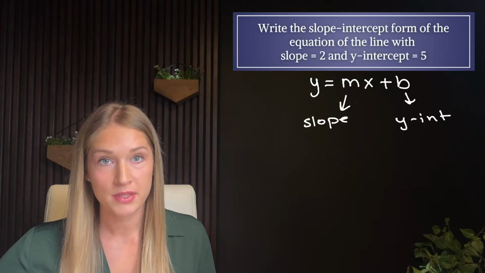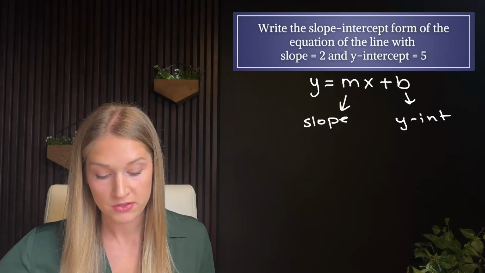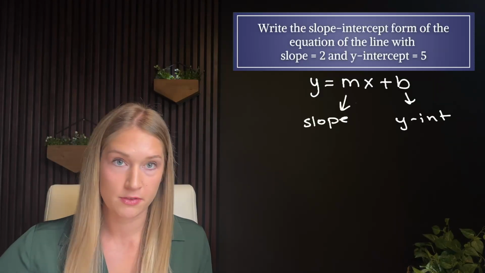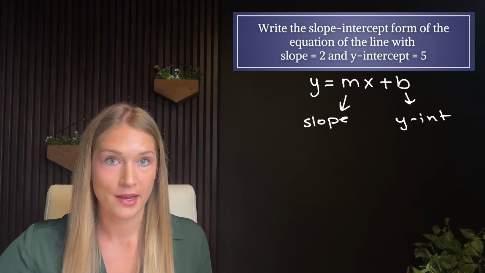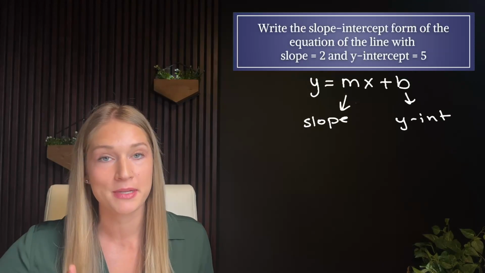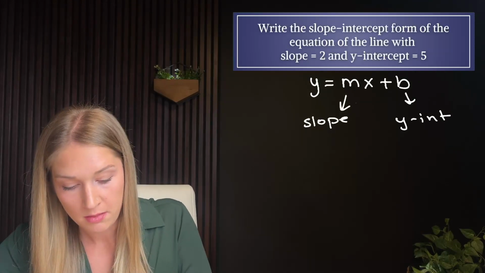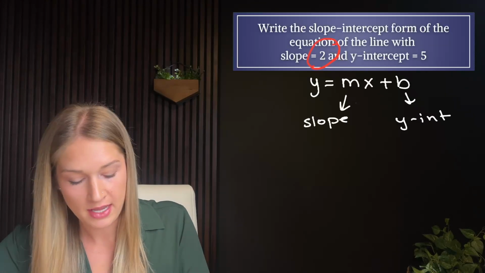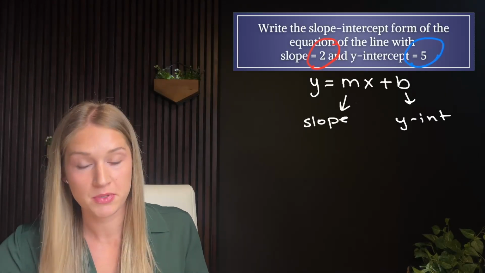So when I look at what they want me to write here, write the slope-intercept form of the equation of a line that has a slope of 2 and a y-intercept of 5. Well, I have the slope and I have the y-intercept, so I'm just going to put them in the places they belong in the equation. My slope is 2, so I'm going to put that where m is, and my y-intercept is 5, so I put that where b is.